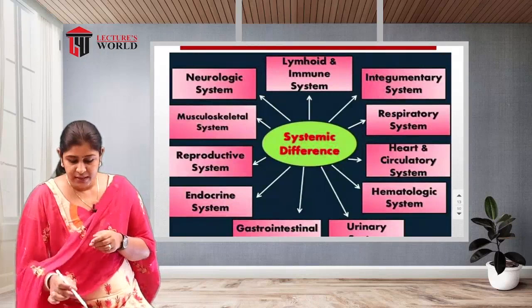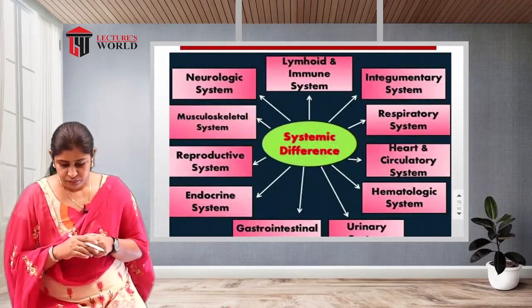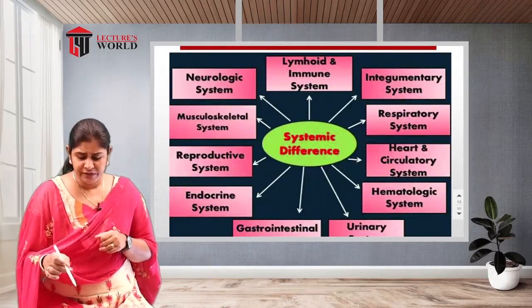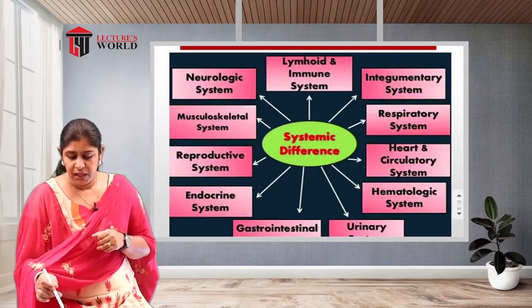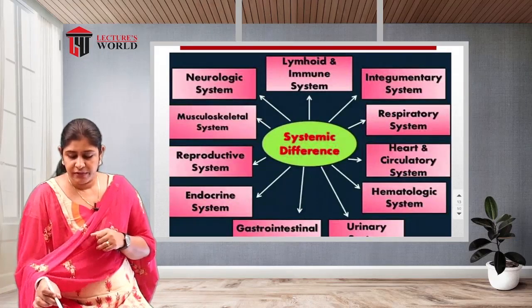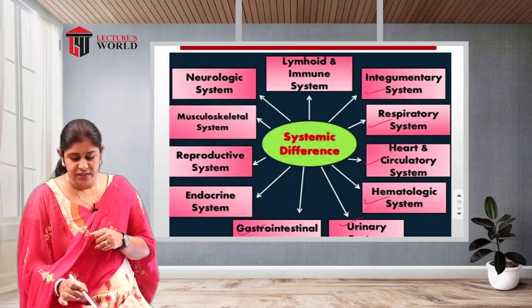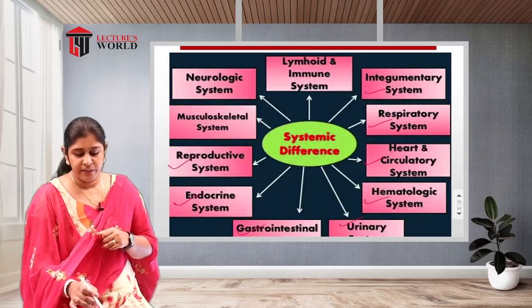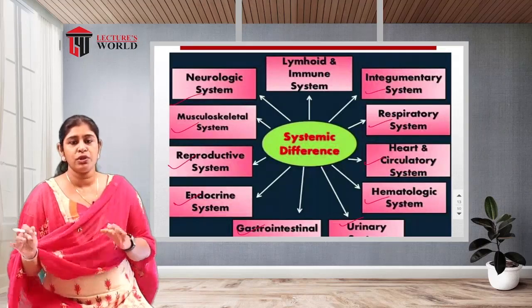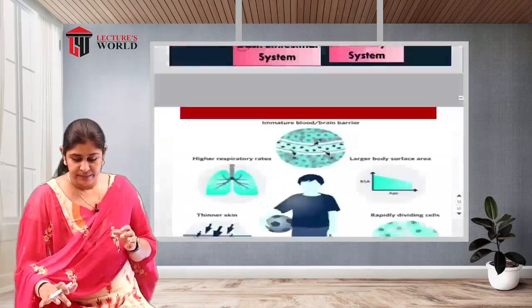Next we can see the systemic differences also. According to that, we have divided it into: lymphoid and immune system, integumentary system, respiratory system, heart and circulatory, hematologic, urinary, gastrointestinal, endocrine, reproductive, muscular, neurologic. We are going to learn these step by step.